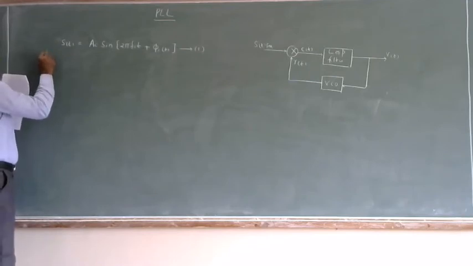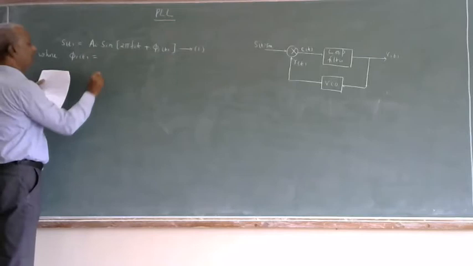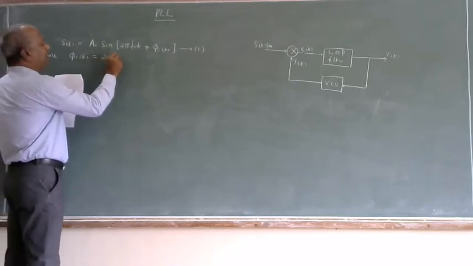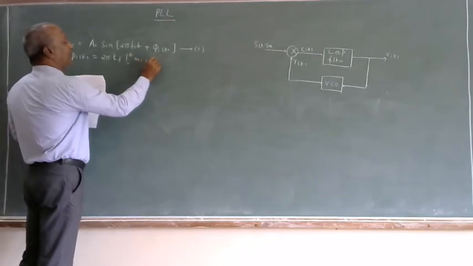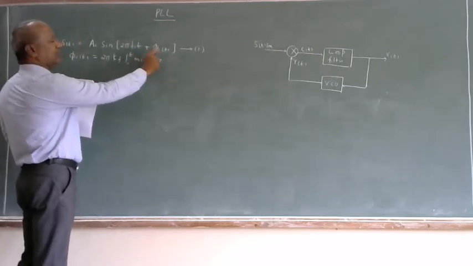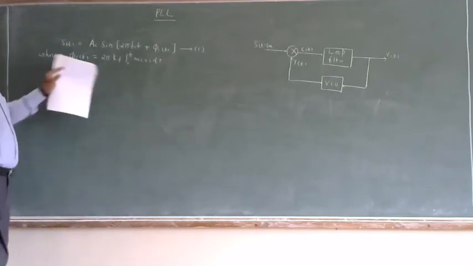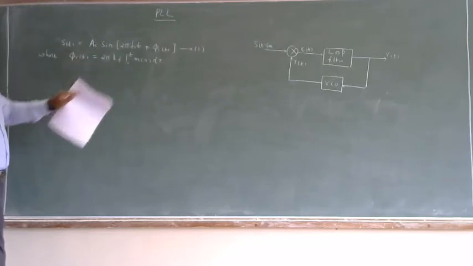where phi 1 of t is equal to what? Phi 1 of t equals 2 pi k_f integral from 0 to t of m of tau d tau. Instead of writing this lengthy expression, for short I will take it as phi 1 of t.